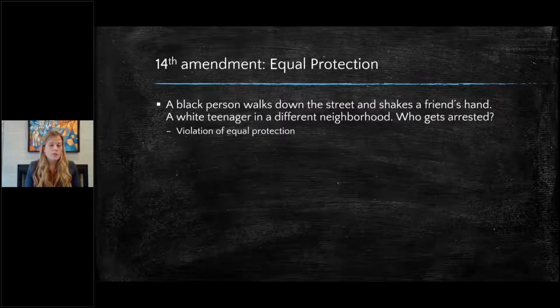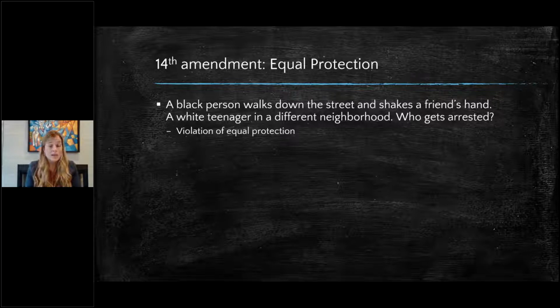The other clause of the 14th Amendment that gets a lot of play in 1983 cases is equal protection. Equal protection cases under the 14th Amendment could be their own CLE. We don't have too much time to get into it, but a very common example we see is, for example, a Black person walks down the street and shakes a friend's hand. A white teenager does that in a different neighborhood. Who gets arrested? Oh, well, we all know the white teenager doesn't get arrested for that, but I have seen many times the Black teenager does get arrested for that or gets questioned for that.